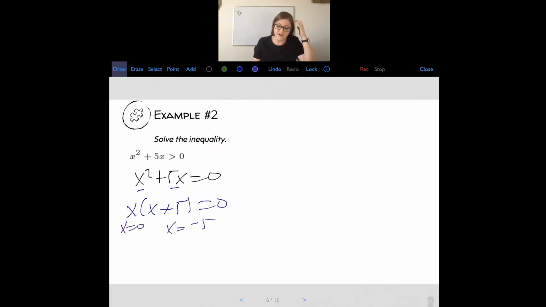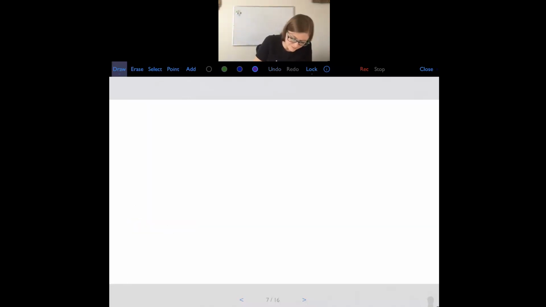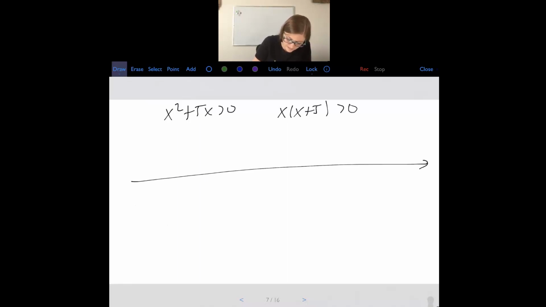So these are the two values that are going to break up my number line, or where the graph is going to change from positive to negative or negative to positive. So this is what we're going to put on our sign chart. So we have 0 and negative 5 is what we found. I'm going to put open circles here because we're not going to be including the endpoints. Okay, so I'm putting open circles there.